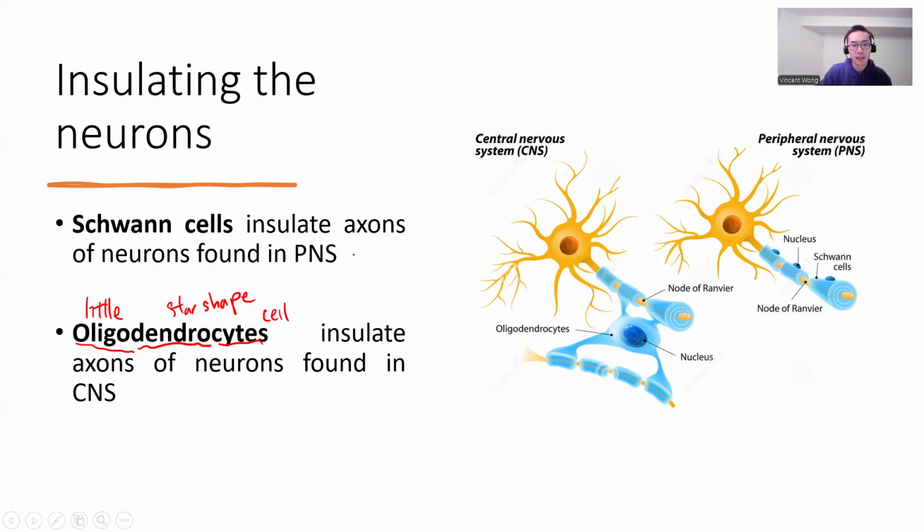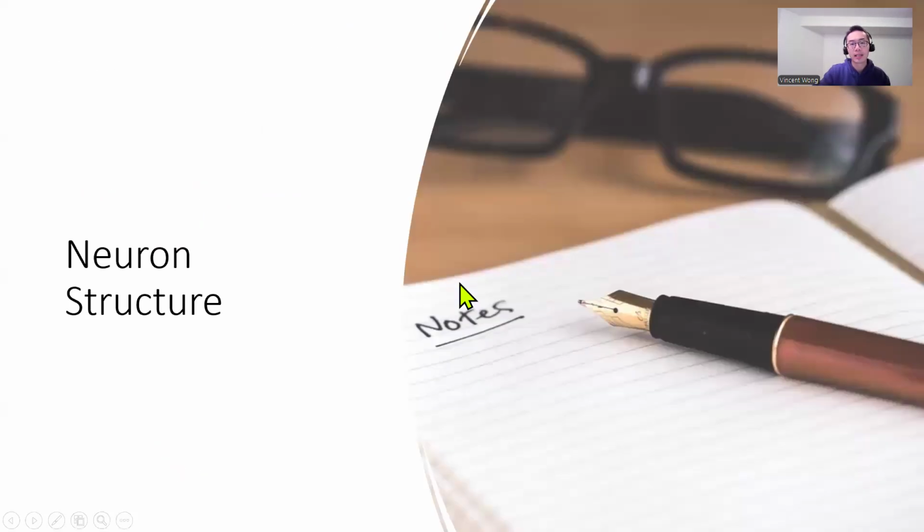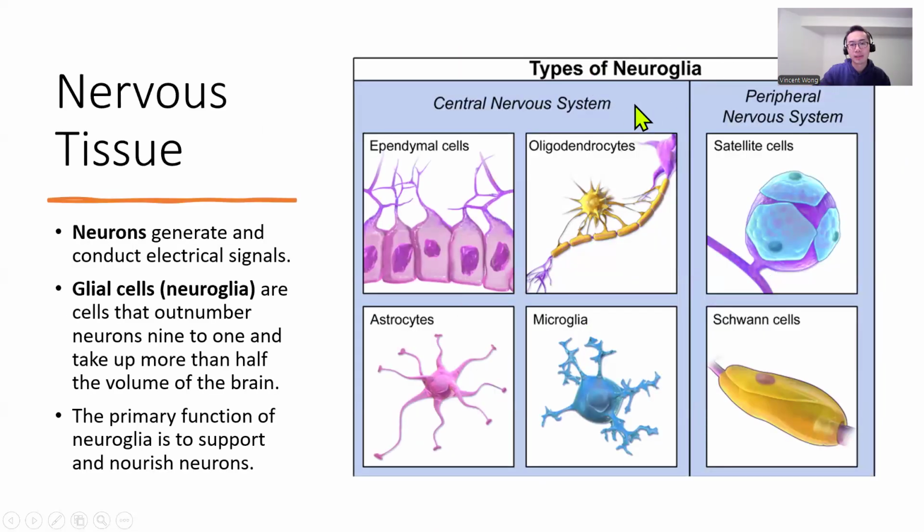So oligodendrocytes form the myelin for neurons in the CNS. Whereas in the PNS, the cells that form them are called Schwann cells. So both Schwann cells and oligodendrocytes are examples of neuroglia. They're glial cells that support and protect the nervous system. So you can see here, oligodendrocytes form all these myelins. Same thing for the PNS, we have the Schwann cells that form the myelin.